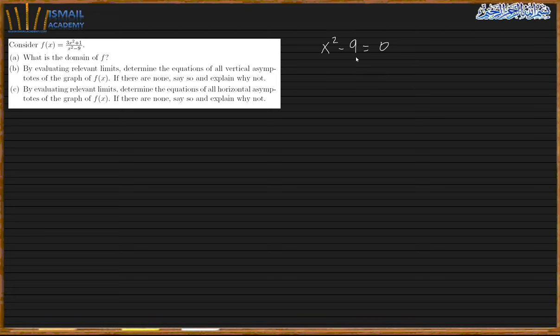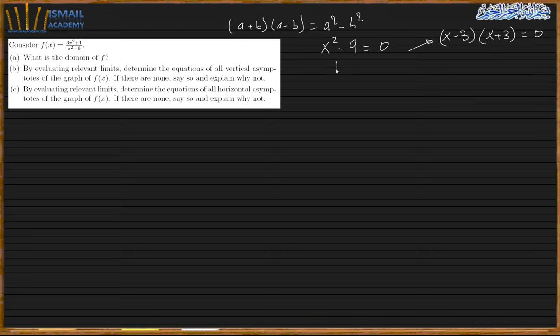Either you factor or you solve using the square root. If I factor, I will have (x - 3)(x + 3) = 0, because this is the difference of two squares. So keep in mind this property: (a + b)(a - b) is a² - b², and the reverse works.